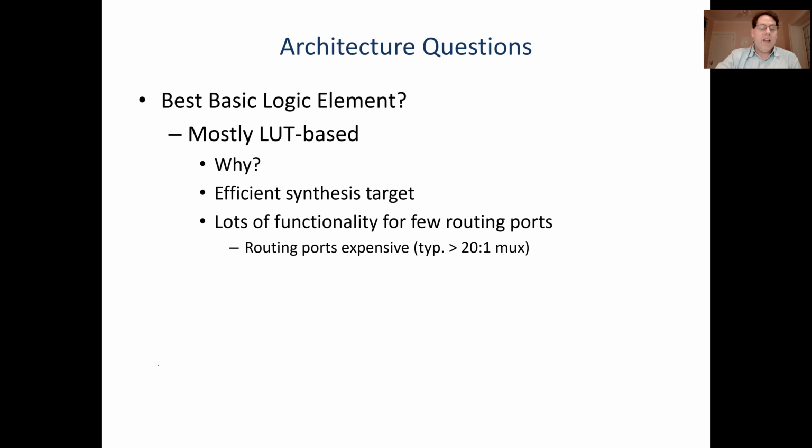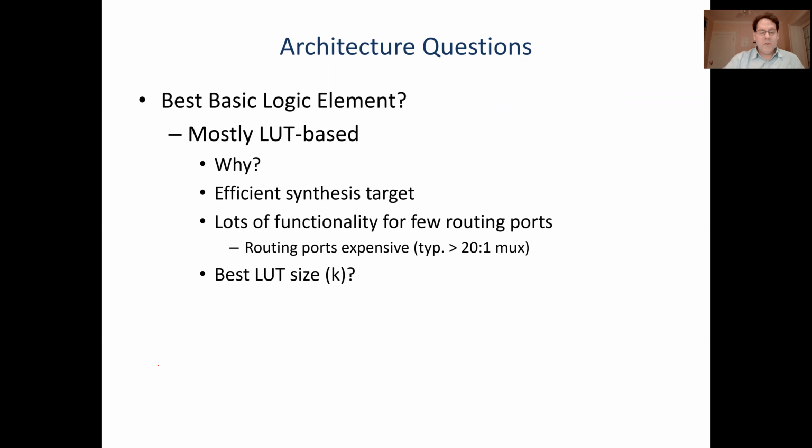And because they can implement any function of K inputs, you get a lot of functionality for not that many routing ports. We already saw last week that routing ports are very expensive. They're typically a 20-to-1 mux or greater. This is part of how you design your FPGA routing architecture, but these would be typical numbers. We saw last week that a single routing port can cost about the same or even more than your entire lookup table if it only has 4 inputs. A lookup table gets a lot of functionality for every single routing port because it can do any function of its inputs. So you really can't do any better than that if you're trying to minimize routing ports.